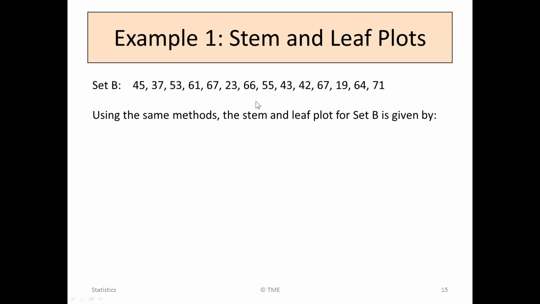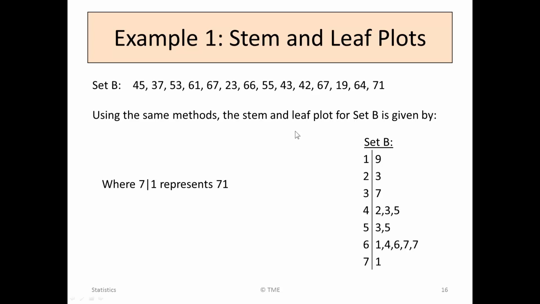Set B is another set of numbers, and we'll use exactly the same methods. The stem and leaf plot for set B turns out to be as follows. There's a 19 there, a 1, 9. There's a 71 at the end, and if we represent all the other numbers, we'll get this plot here, where 7, 1 represents 71. So again, we can see there's a shape here, a lot more in the 60s rather than in the set A that we had.